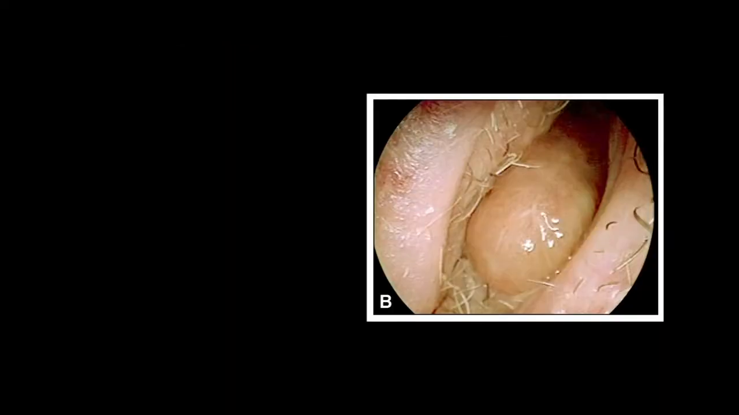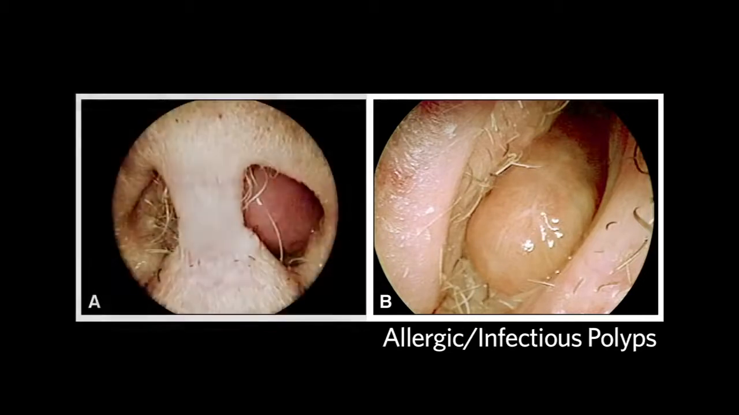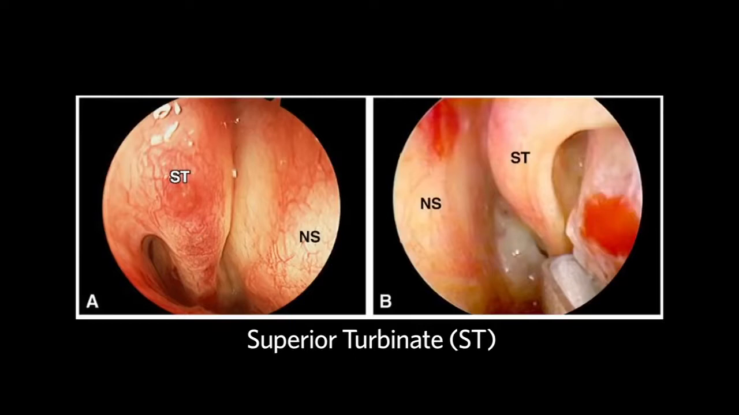Nasal polyps, however, can be so large as to be obstructing the entire nasal cavity. Allergic or infectious polyps tend to be pale in color. If they are red or firm, it may suggest a tumor. Occasionally, one may see the superior turbinate on nasal endoscopy.